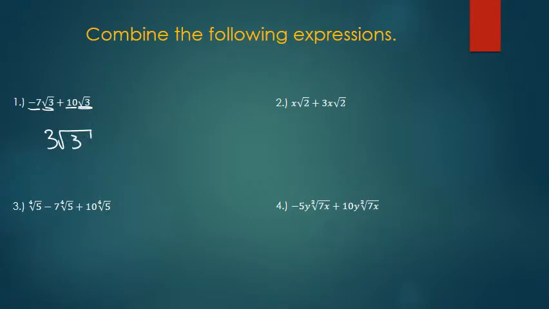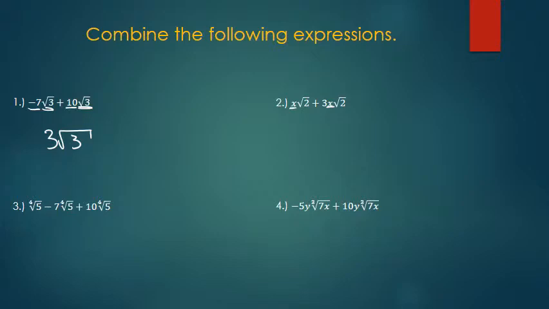Okay, so for the next one, number 2, I need to look at the same thing. Only this time, notice I have variables on the outside. So I need to make sure that those are identical. So I don't have a combination of, say, x and x squared, or x to the third and x to the fourth. In this case, I both have single x's, so those are like terms.